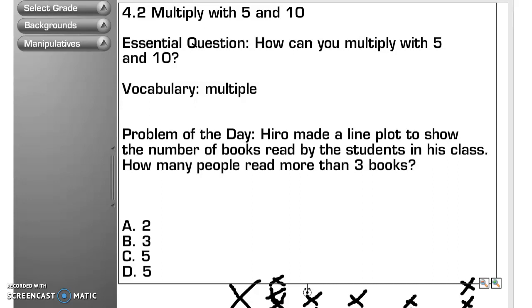Today is lesson 4.2, multiply with 5 and 10. Our essential question is, how can you multiply with 5 and 10? Our vocabulary term that we'll see is multiple. So an example today of multiple: a multiple of 10 is any product that has 10 as one of its factors.